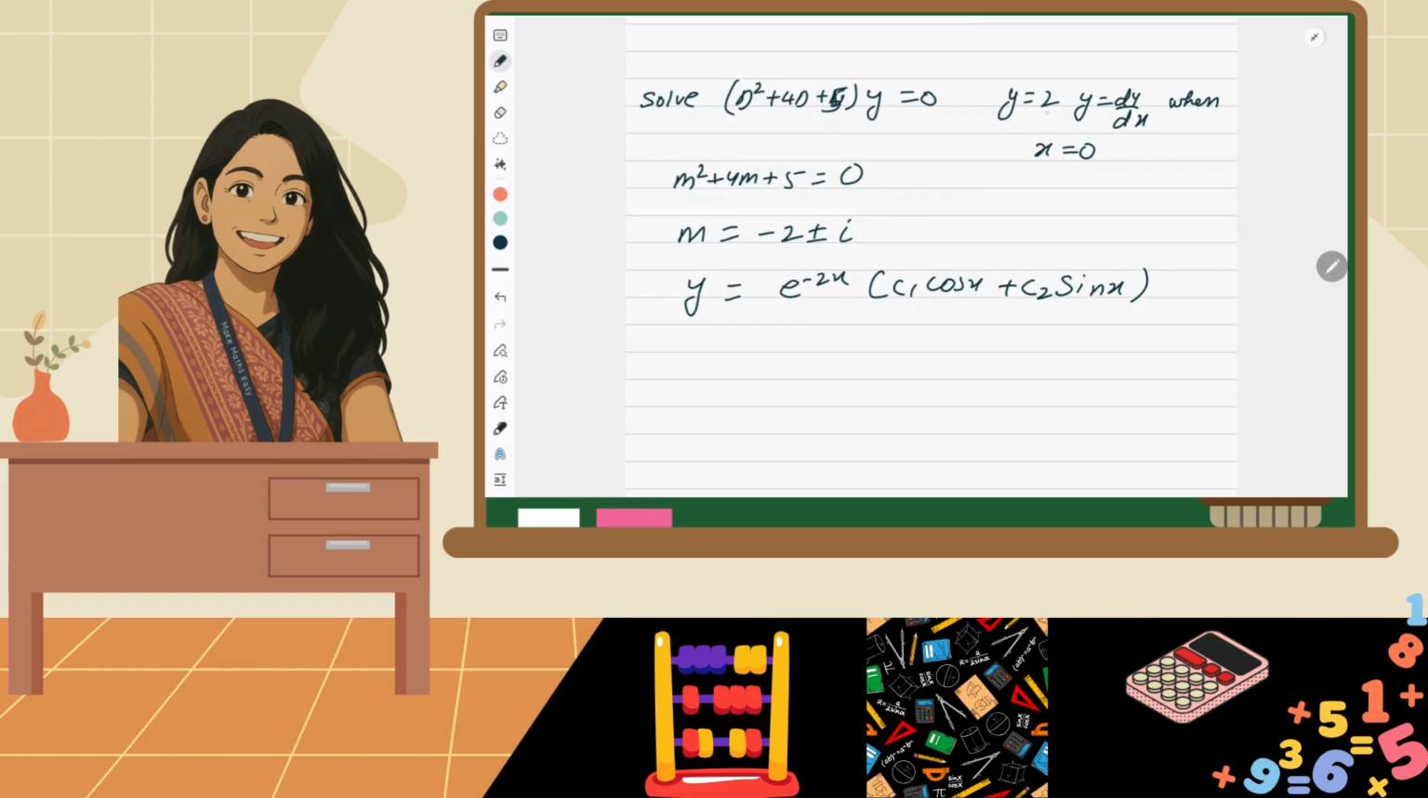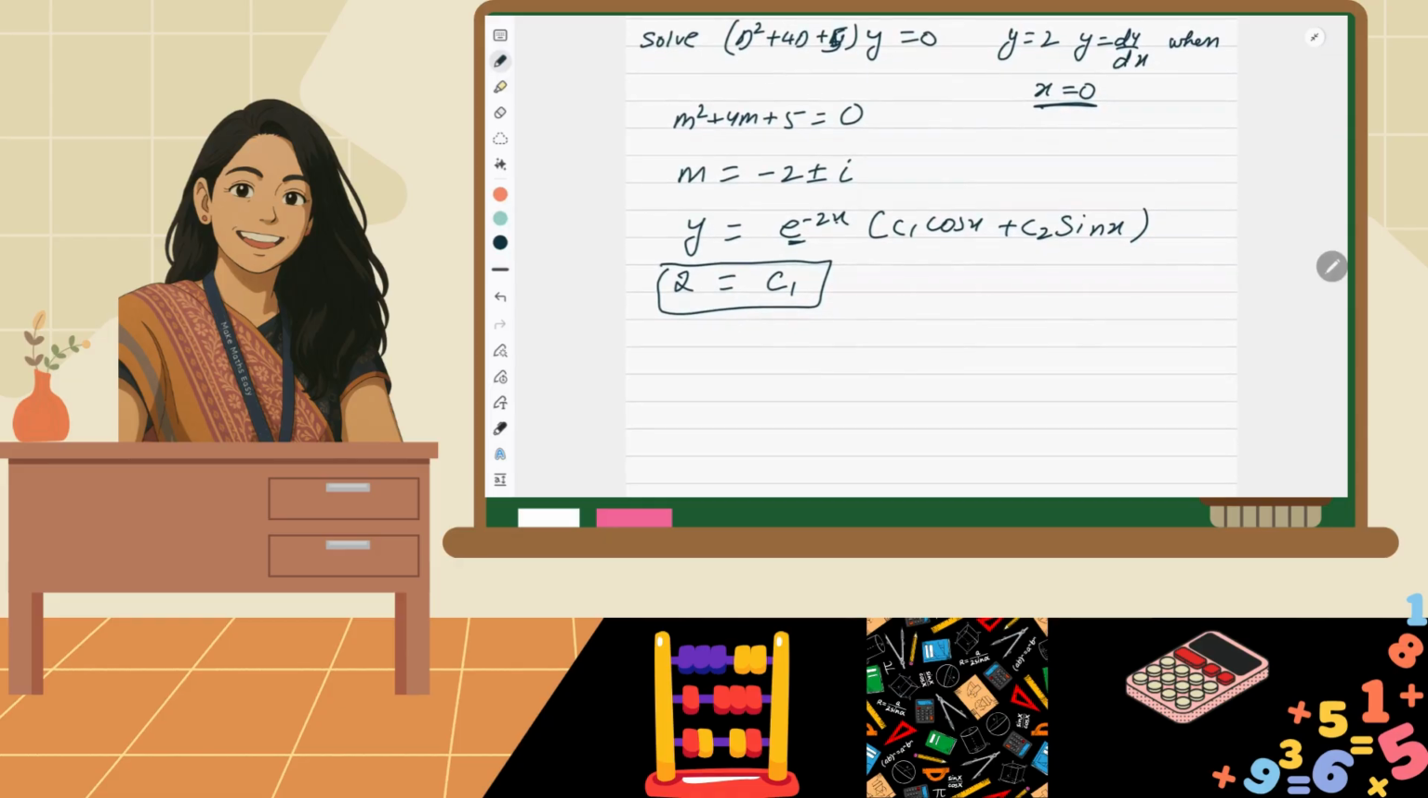y is equal to 2 and dy by dx is also 2 when x is equal to 0. What does it mean? When x is equal to 0, the value of y is 2. So let us substitute this. So 2 is equal to e to the power 0, which is 1, times C1; sin 0 is 0. So I got C1 value as 2 without any confusion.